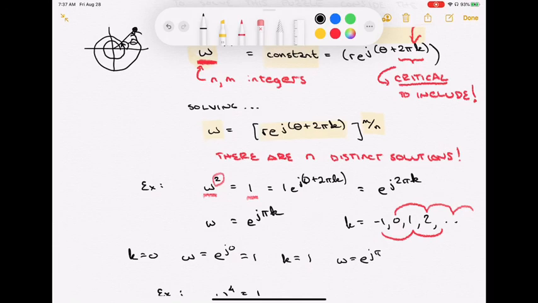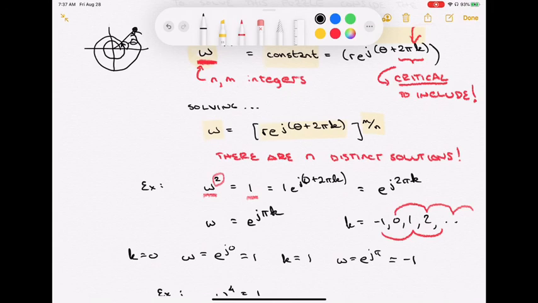By Euler's, I know that's cosine pi, that's just -1, plus j sine pi, that's just 0. So I'm going to get -1 out of this. And that's exactly what we also knew. I should get 1 and -1. If I put in different values of k, I'll just see these guys repeated.